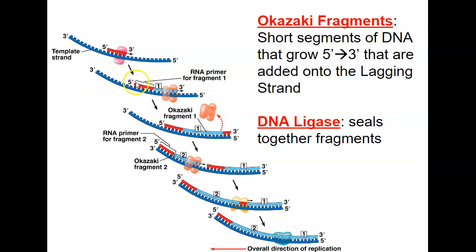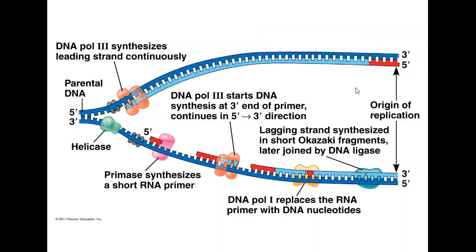So it has to make this little chunk kind of going backwards, and then the polymerase jumps back and makes a little chunk, then jumps back and makes a little chunk. So each tiny segment is made in a 5' to 3' direction, but then they're glued together in an overall opposite direction. I know this is confusing.